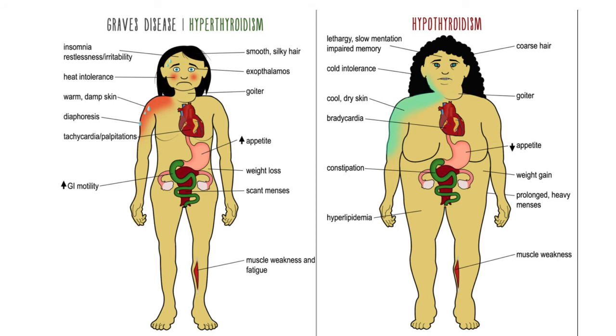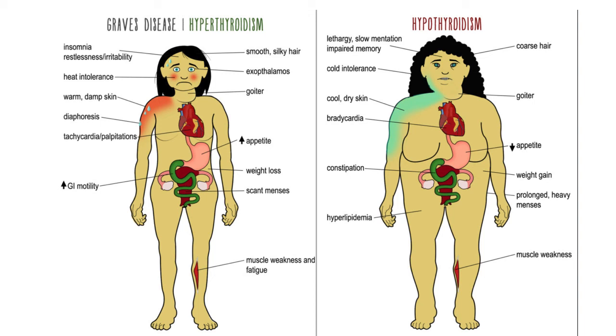This is just a comparison of Graves' disease hyperthyroidism versus hypothyroidism. And you can see they're very much opposites. Heat intolerance versus cold intolerance. Cool, dry skin versus warm, damp skin, accelerated metabolic processes. Tachycardia versus bradycardia.